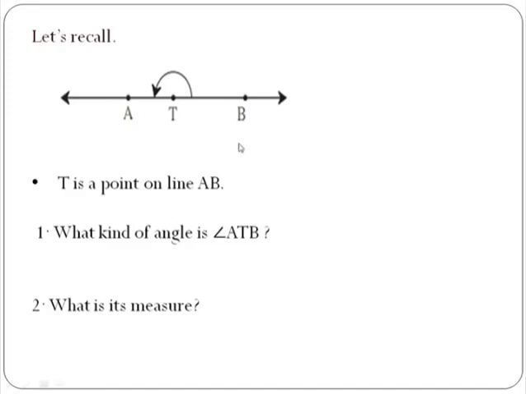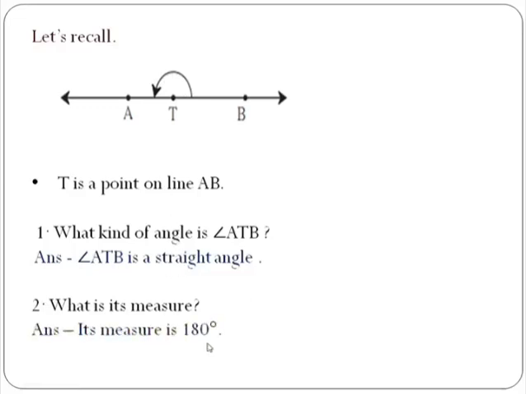Now, let us recall what you have learnt last year. Here, this is line AB. T is any point on line AB. Now you have to find what kind of angle is angle ATB. Here the arrow is shown. It means it is a straight angle. This is a straight line and you have to name the angle ATB. It is a straight angle. What is its measure? Its measure is 180 degrees.